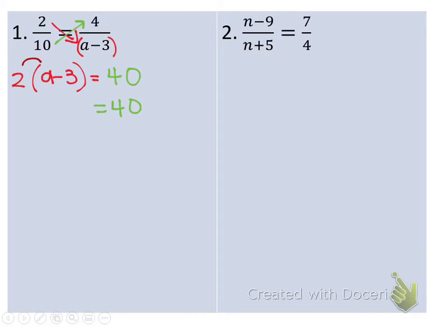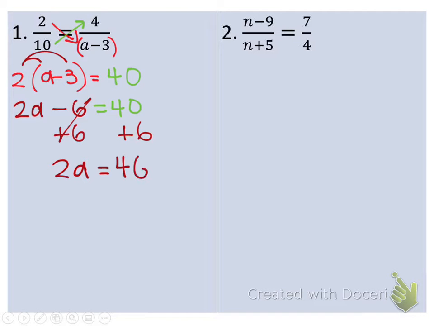Keep distributing. 2 times a is 2a. 2 times negative 3, negative 6. Yes, we wrote this on the back of our notes. So these are on the back of 8.1 notes. We're going to add 6. 2a equals 46. Divide by 2. And a, ooh, that's an ugly a. A equals 23.